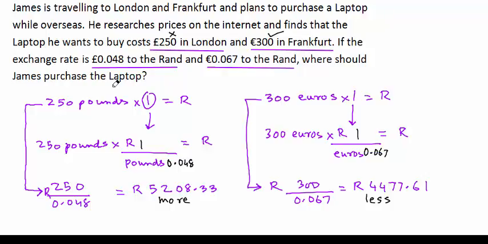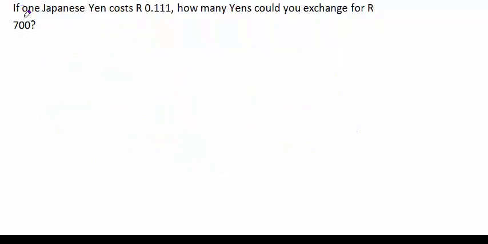Let's try another one. If 1 Japanese yen costs 0.111 rand, how many yen could you exchange for 700 rand? So basically it's about changing 700 rand to a certain number of Japanese yen.